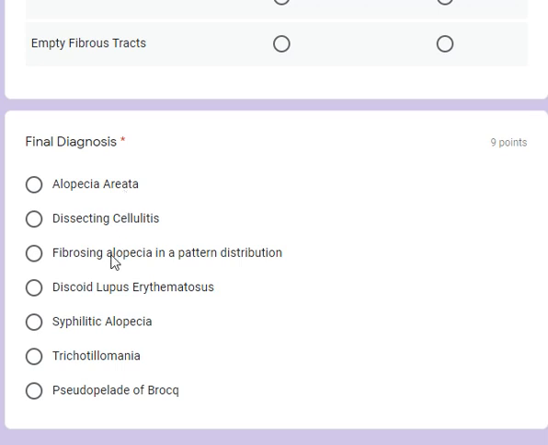So the answer is lichen planopilaris, but in a pattern distribution, and therefore this entity is called fibrosing alopecia in a pattern distribution. I suggest you look it up if you've not heard of this entity. It's a relatively recent entity described in the last 10 to 15 years or so. Okay, so I hope this quiz was stimulating and educative at the same time.